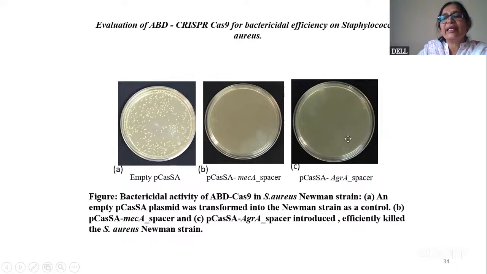Whereas here, in the case of the PKSA AGRA spacer, we also targeted one more gene, AGRA, which also gives resistance, so the bacteria were completely killed. There was no trace of any bacteria. So efficient killing was done by ABD, that is the antibacterial drone CRISPR-Cas9. We could not recover any bacteria from this. Therefore, we tried with the dCas9.